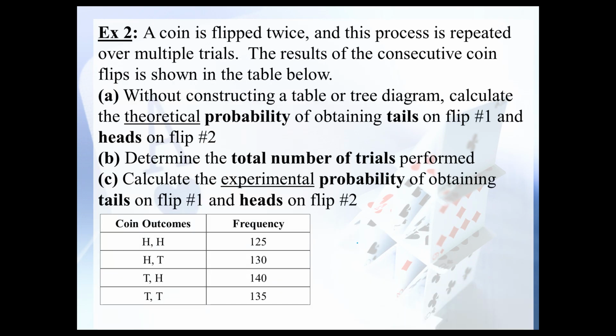Okay, let's look at another example. Example 2. It says a coin is flipped twice, and this process is repeated over multiple trials. The results of the consecutive coin flips is shown in the table below. A says, without constructing a table or a tree diagram, calculate the theoretical probability of obtaining tails on flip number 1 and heads on flip number 2.